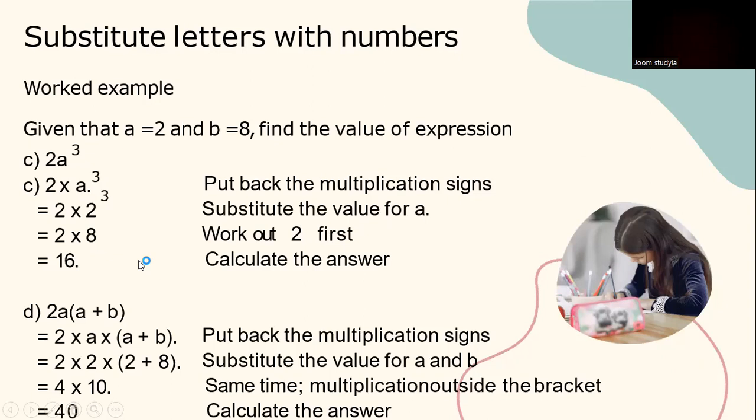And finally, the next question is 2A in bracket A plus B. As the rule says, you have to multiply 2A times A plus B, which means 2 times 2 times 2 plus 8. It means that 2 times 2 is equivalent to 4, times in the bracket 2 plus 8 is equivalent to 10. So 4 times 10 is equal to 40.